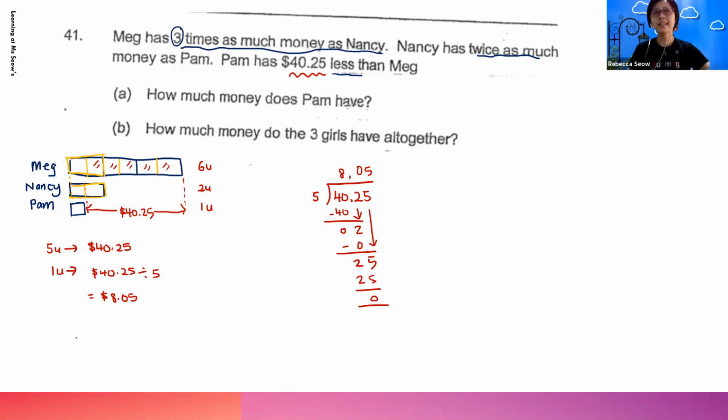So $8.05. The question for A, how much does Pam have? Pam has 1 unit. So this is actually the answer for 41A. How many of you actually got this answer correct?